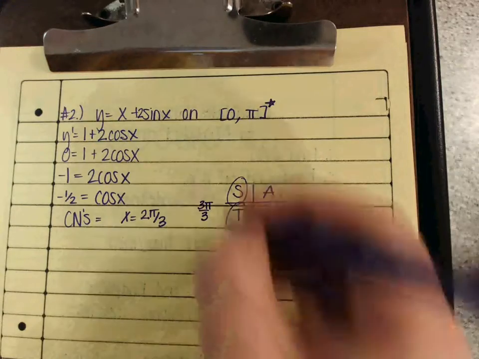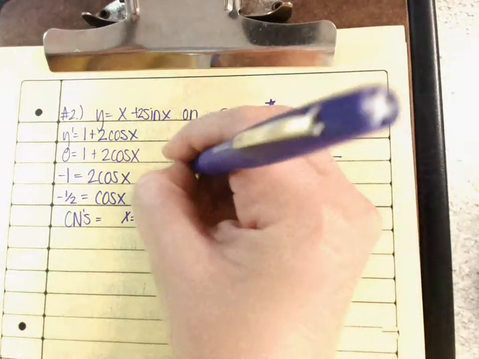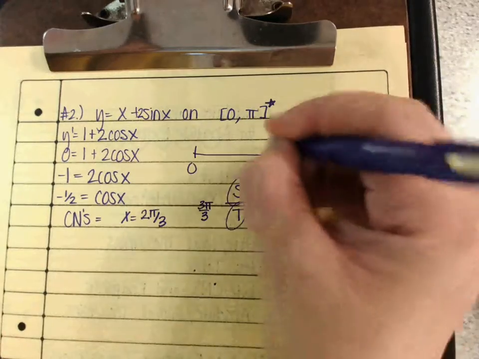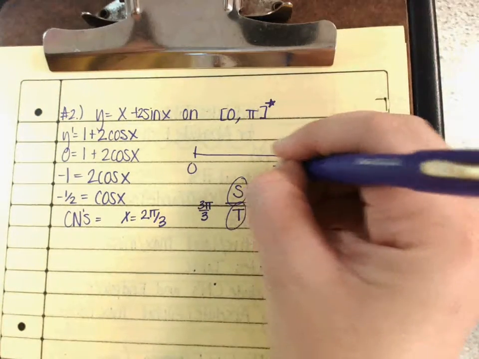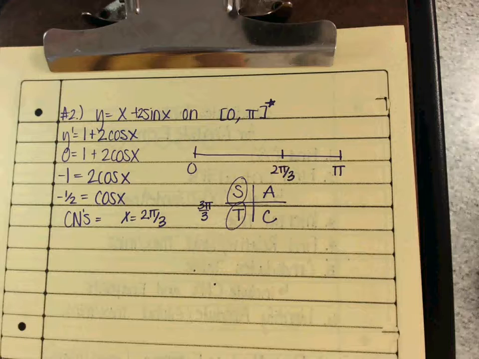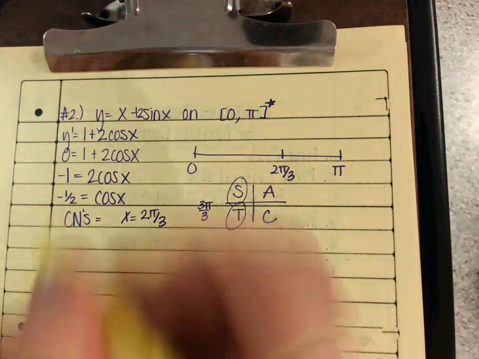Okay? Set up your number line here. 0 and pi are my endpoints. 2 pi thirds would be a little bit closer to pi than it would be to 0. Okay, I'm going to plug in my endpoints because they weren't critical numbers. So I'm plugging in, though, to look right here.